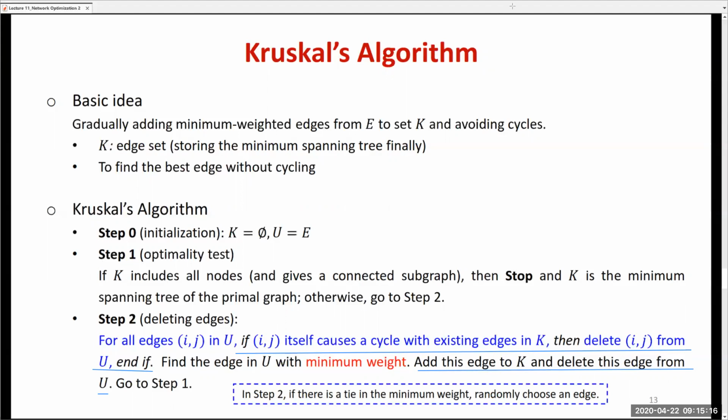Okay. And then let's review this example again. Now it's going to be more clear. I'm going to do 2 things: number one, optimality test. Number two, deleting edges. And in number two, I'm going to do two sub-steps as well. Sub-step number one is to delete edges that can cause cycles with existing edges in K. And step 2.2 is to find the edge in U, which means what is left after removing these kinds of edges, with the minimum weight, and then add this edge to K and remove it from U.